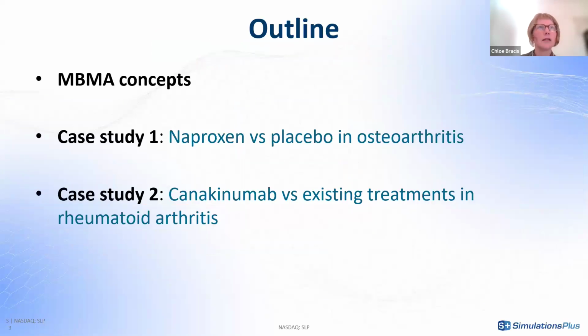So today I'll first give an overview of MBMA concepts for anyone who's not already familiar with that, and then we'll go into two case studies. The first one is a bit simpler and more straightforward on naproxen versus placebo and osteoarthritis, and then we'll be able to do a more complex example with canakinumab versus existing treatments in rheumatoid arthritis.